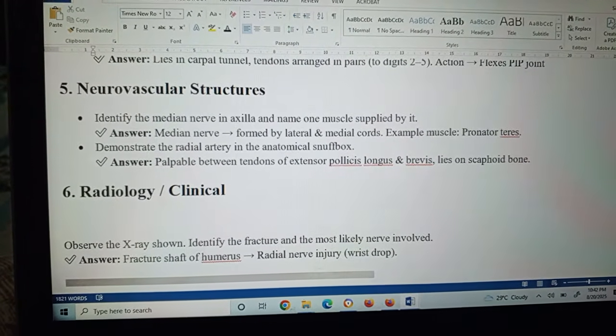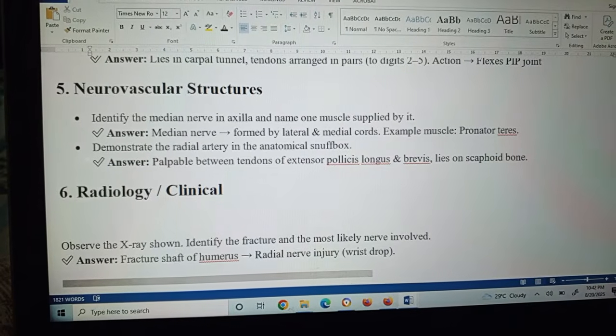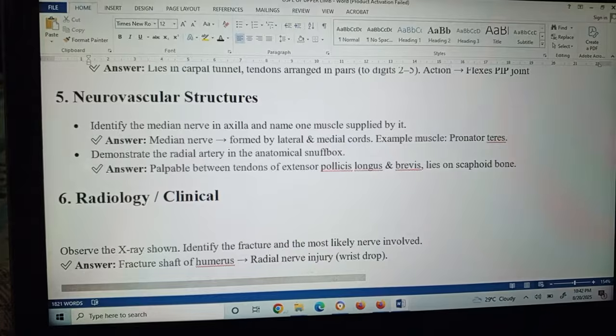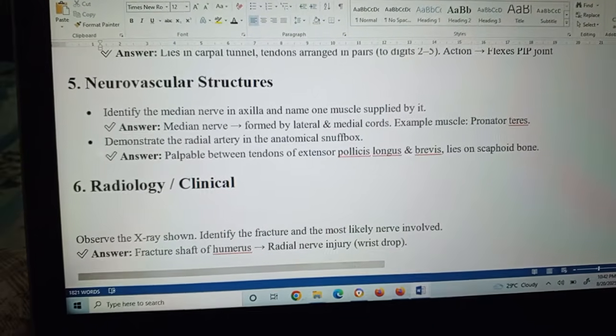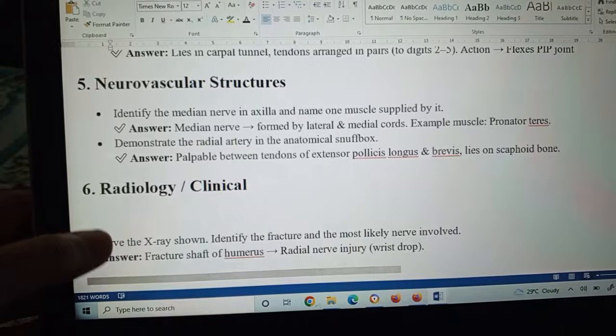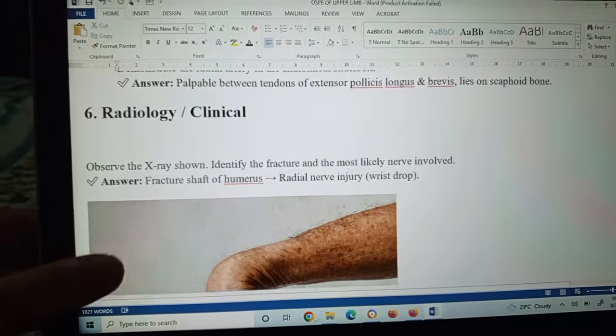The radial artery can be palpated at the anatomical snuff box, between the tendons of extensor pollicis longus and brevis. It lies on the scaphoid bone. Once you identify the scaphoid bone, you can easily identify the radial artery.